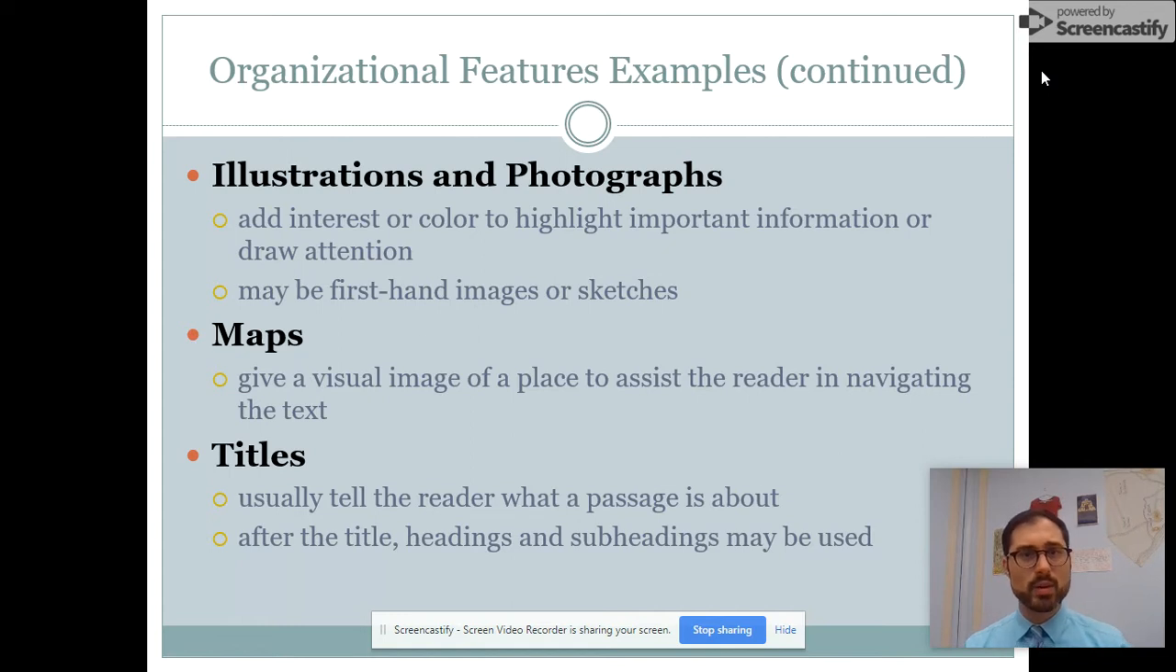So these are elements that we can take a look at and analyze to see how the author is assisting us in understanding, or how these pieces come together to guide us to analyze a piece, because we can pick apart these visual cues that authors provide for us in nonfiction.